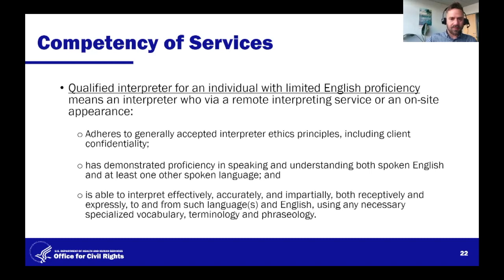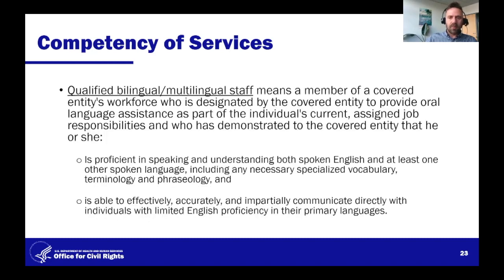So as you can see, that is a fairly exacting standard for qualified interpretation. And that really reflects the state of the art of where the field of interpretation is now, that we hold professional interpreters to a high standard in the services that they provide.